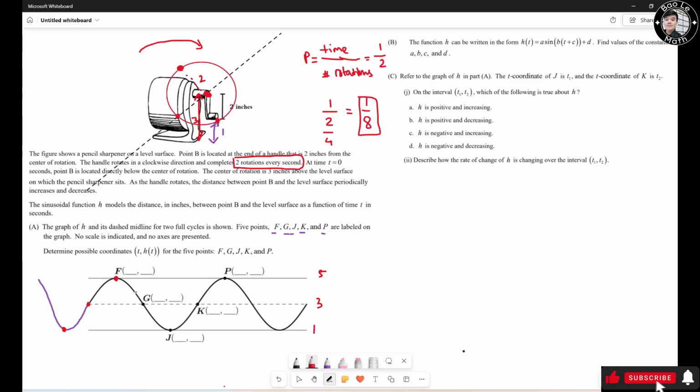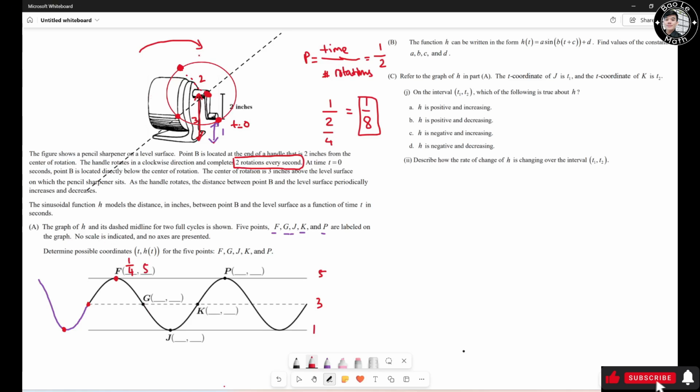Now, at the point F, the highest point, and the lowest point, at t equal to 0. Every single quarter, we just keep adding 1/8. So this point should be 1/8, and this one should be 2/8, which means 1/4. So we have 1/4 right here. Because this is the highest point, the height should be 5. So we have 5 right here.